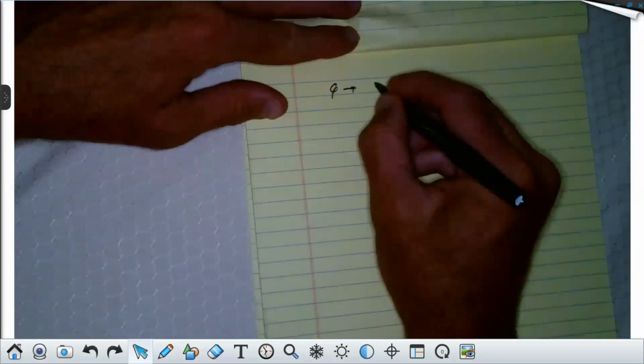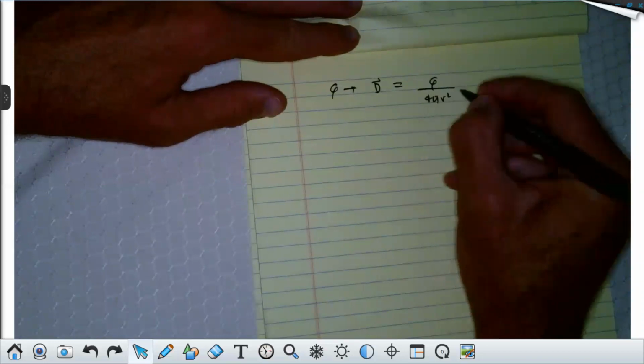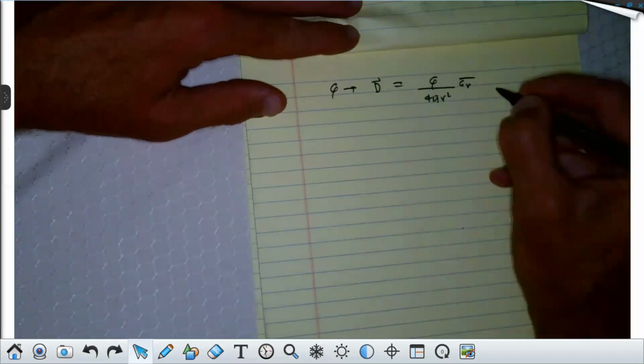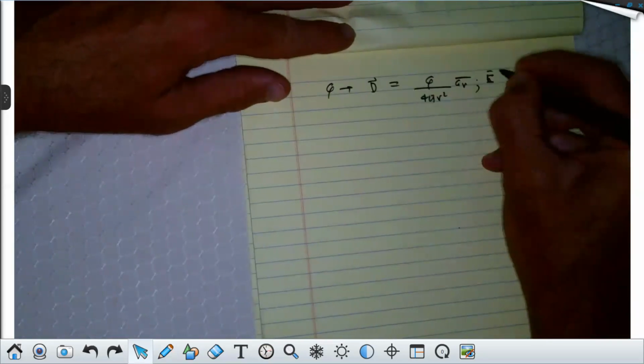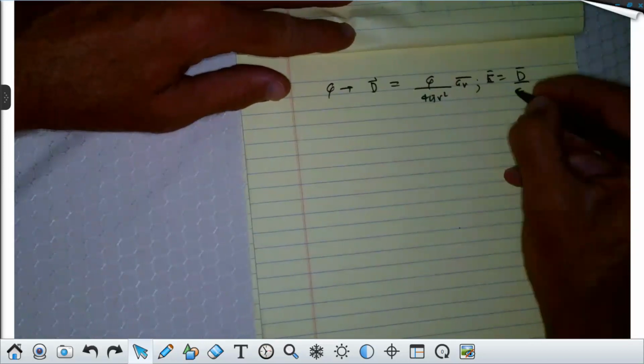Found D. This is the normal way. And we found D was Q over 4 pi R squared AR. Everybody understand that? Now, after you get D, you find E. And E is equal to D over epsilon. And this is real important.